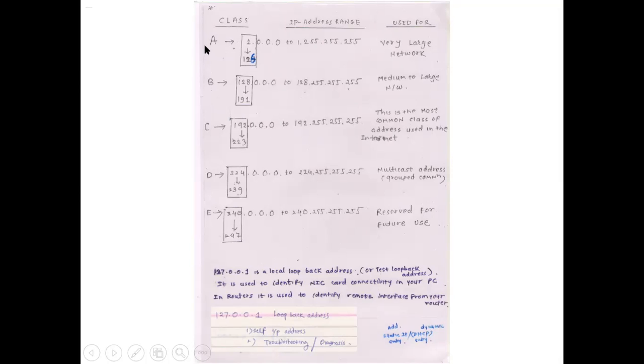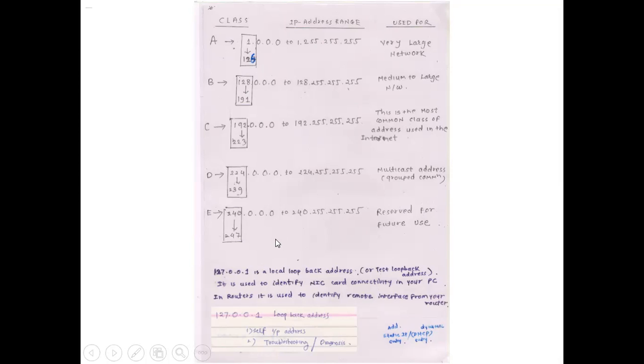So this is about IP version 4, class A, class B, class C, class D, class E. Now, after 126, you will find one number is missing, that is 127. After 191, it is 192. After 223, it is 224. But here, after 126, it is 128. So where is this 127?